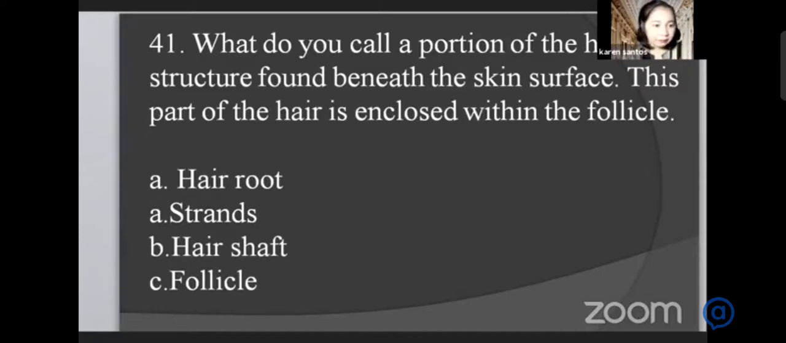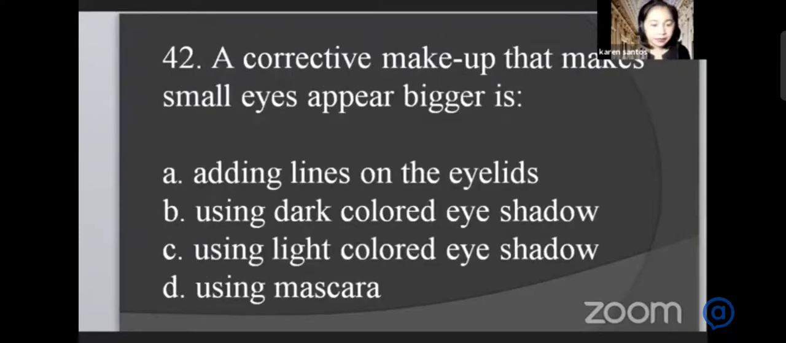So next. Okay, so we are now in cosmetology. Question number 42. A corrective makeup that makes small eyes appear bigger is: A. Adding lines on the eyelids. B. Using dark colored eyeshadow. C. Using light colored eyeshadow. And letter D. Using mascara. A corrective makeup that makes small eyes appear bigger.